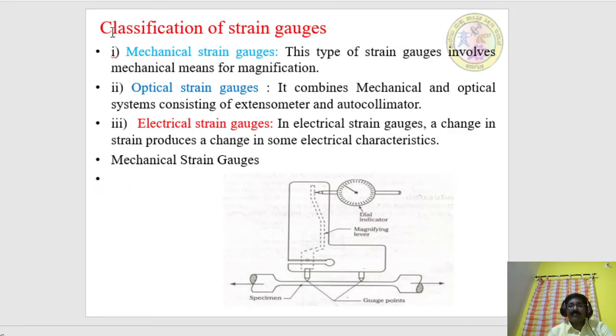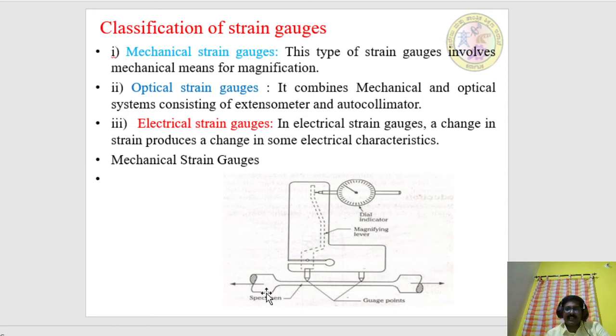Strain gauges are classified in three different ways: mechanical strain gauges, optical strain gauges, and electrical strain gauges. Mechanical strain gauges involve mechanical means for magnification, whereas optical strain gauges combine both mechanical and optical systems, consisting of an extensometer and an autocollimator. In electrical strain gauges, a change in strain produces a change in some electrical characteristic.